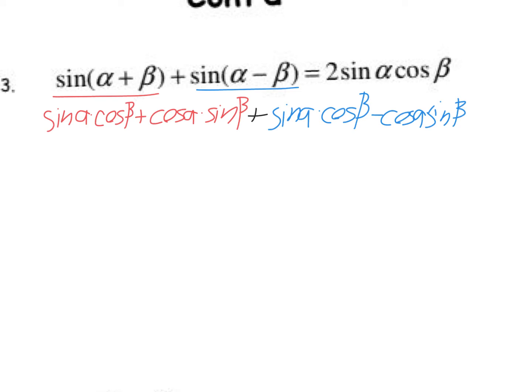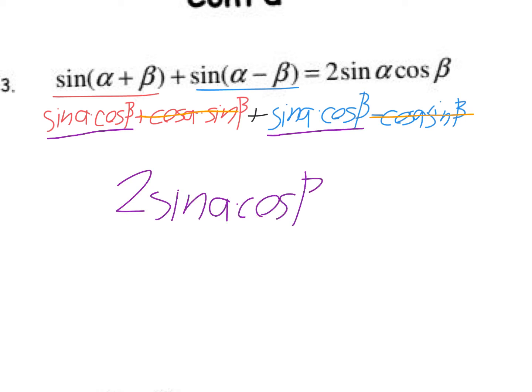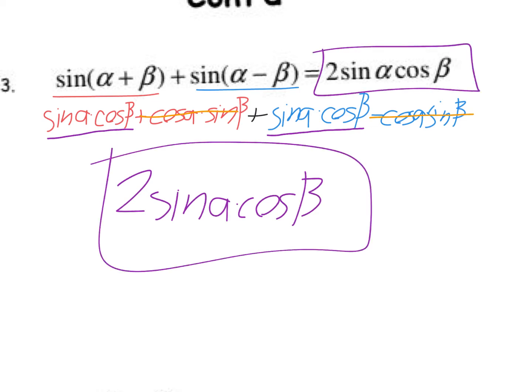So those two are going to cancel out. Positive cancels out with negative. And that leaves us with sine alpha cosine beta and a sine alpha cosine beta. So it leaves us with two of those. So it leaves us with 2 sine alpha times the cosine of beta, which is exactly what we have there. One step, all done.